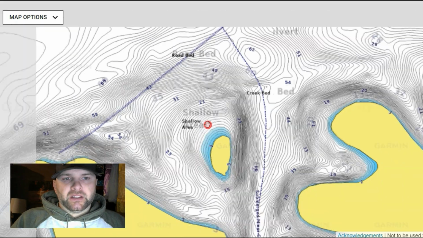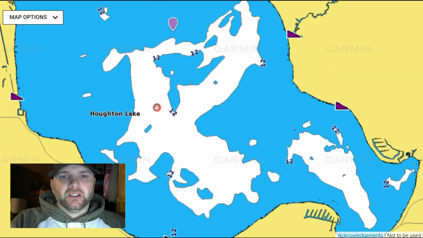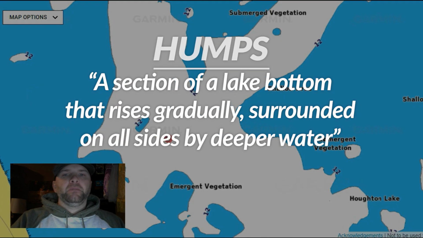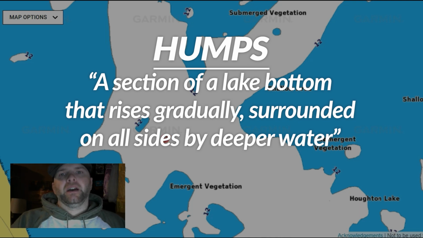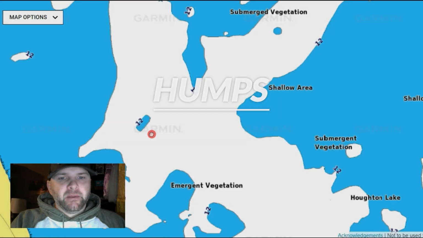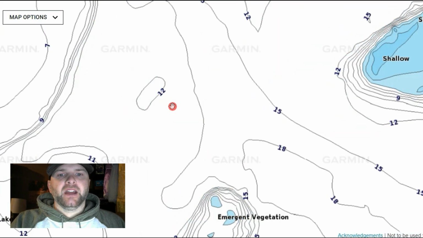contour changing areas. The second term that we're going to take a look at is humps. And what a hump is, essentially, is a high spot, a rise, surrounded on all three sides by deeper water. And a lot of people also refer to these as submerged islands.